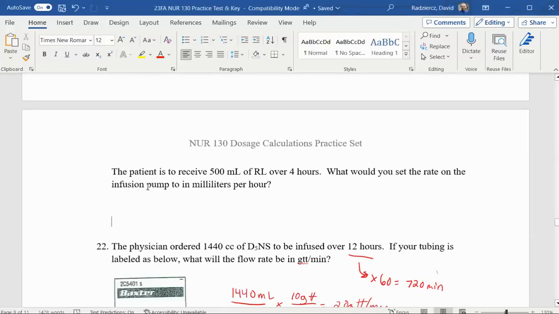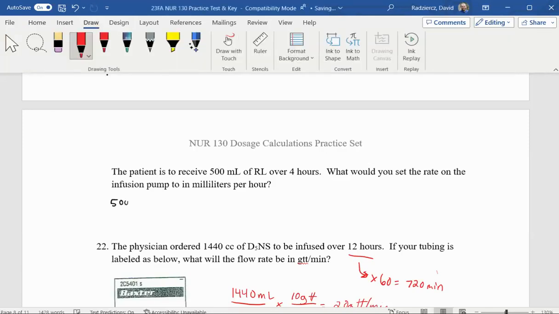All right, so you should have gotten 125 milliliters per hour. Just as a review, we have 500 milliliters infusing over 4 hours, and we're going to reduce that by taking 500 divided by 4, plugging that into your calculator, and you're going to get 125 milliliters per hour.